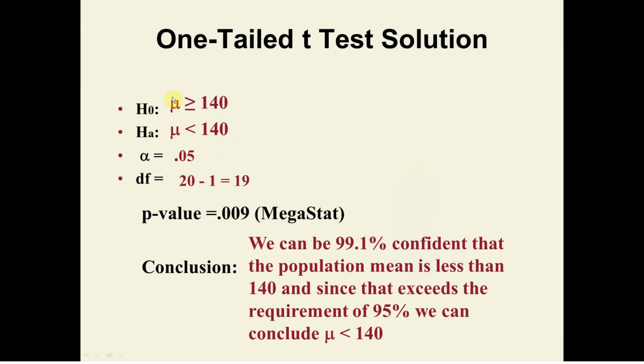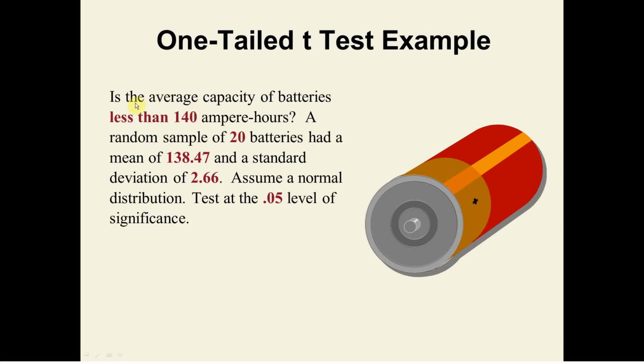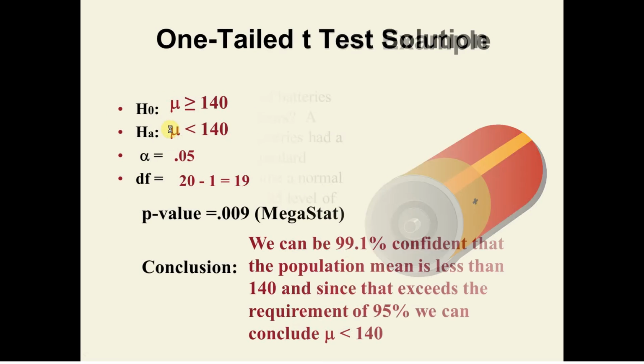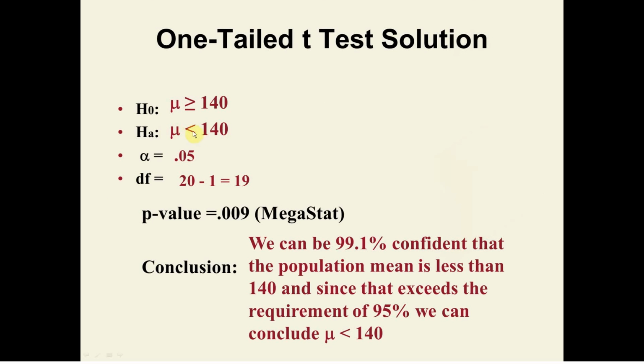We'd like to know whether the average capacity is less than 140. So we write down our hypotheses. The alternative is that the population mean ampere hours is less than 140. Why? Because the question said the average capacity of batteries is less than 140. Because this doesn't have equality, it is going to be the alternative hypothesis. Then the exact opposite is my null hypothesis: greater than or equal to 140.